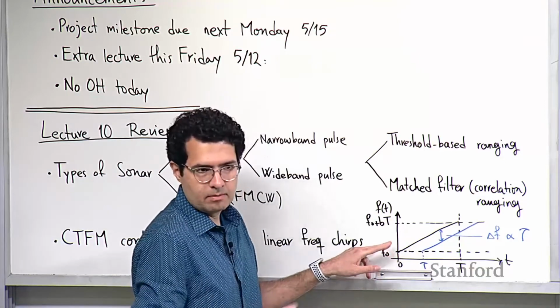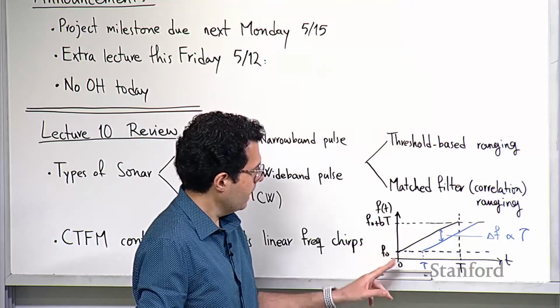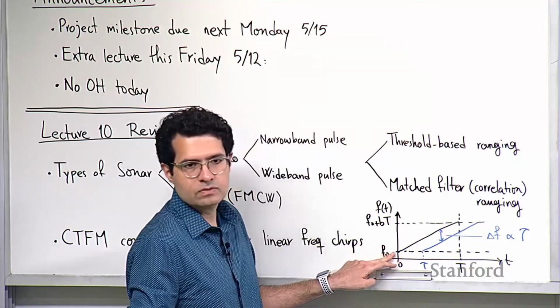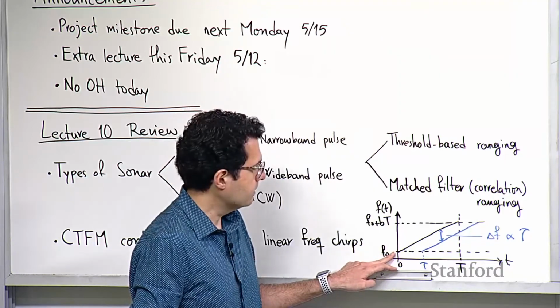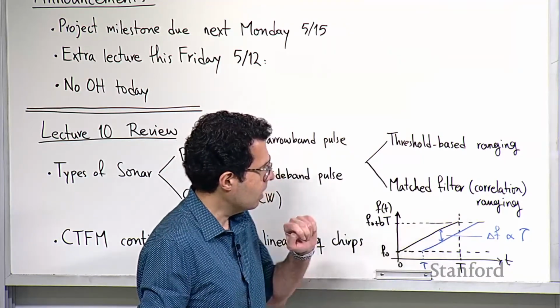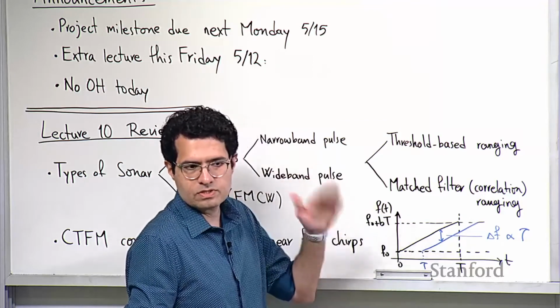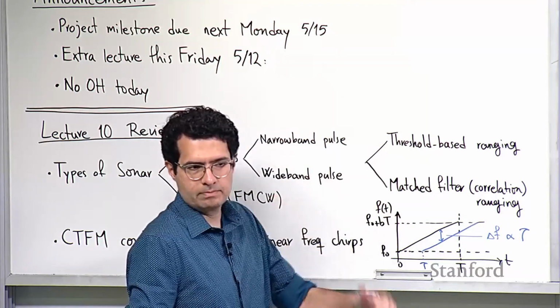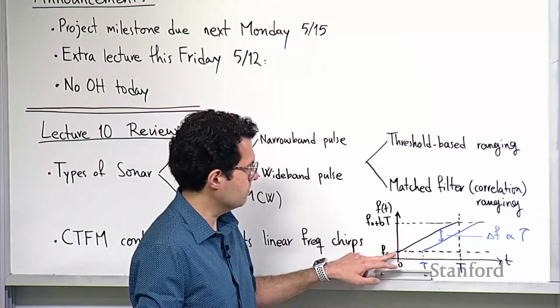That's basically the waveform that you transmit. At time 0, it starts at some frequency f0, and it just linearly goes up. It could also go down. That's just a choice of slew rate, right? You can also ramp it down. Doesn't matter. It's the same principle.